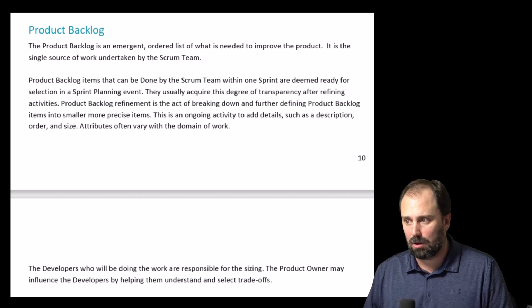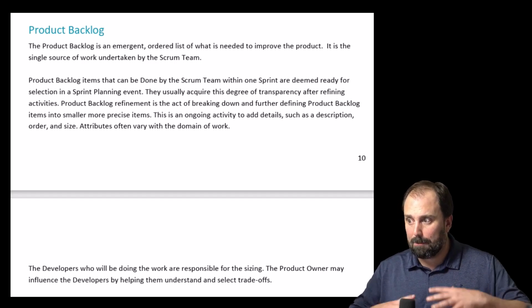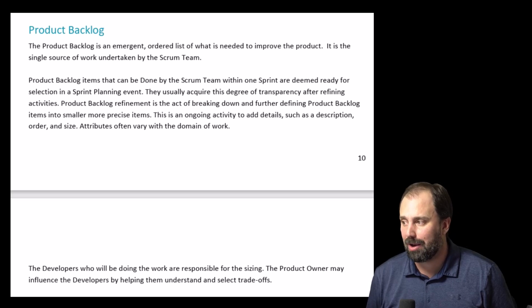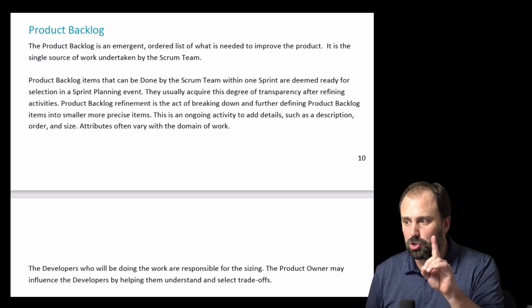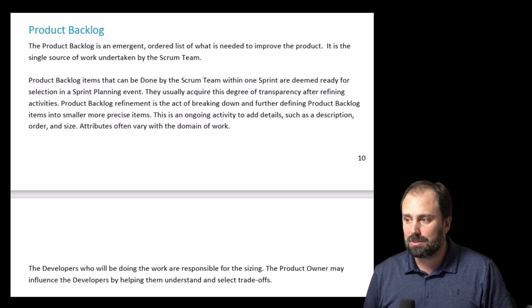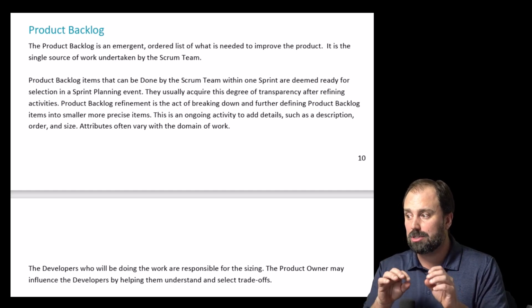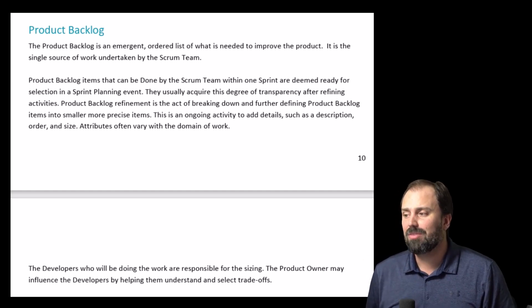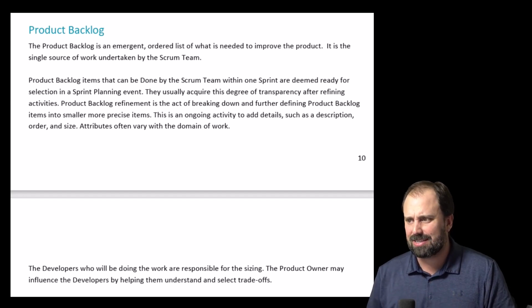The product backlog. The product backlog is an emergent ordered list of what is needed to improve the product. It is the single source of work undertaken by the Scrum team. Product backlog items that can be done by the Scrum team within one sprint are deemed ready for selection in the sprint planning event. They usually acquire this degree of transparency after refining activities.